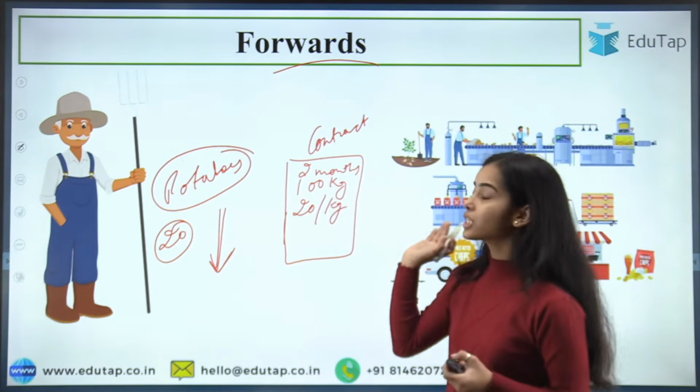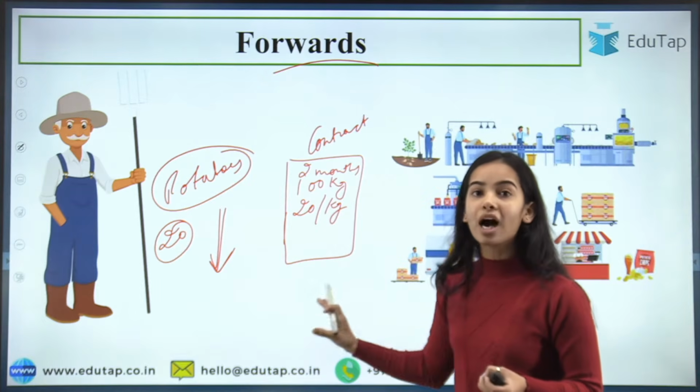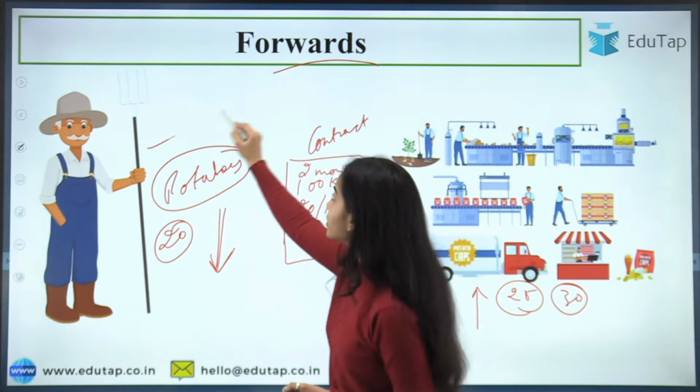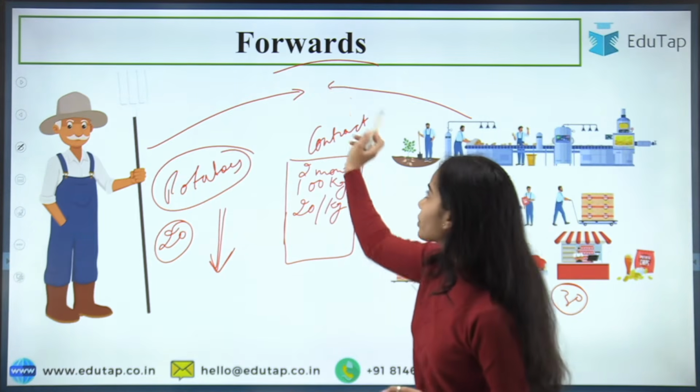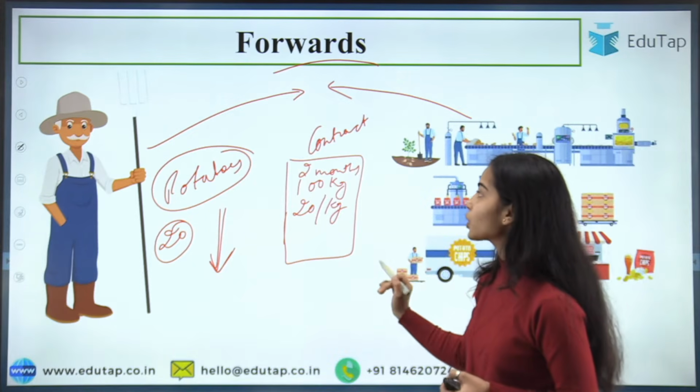Here there is no intermediary, no authority involved that is looking after whether the contract is actually happening or not. It is a direct contract between the two parties, between the buyer and the seller, and they have decided the contract.